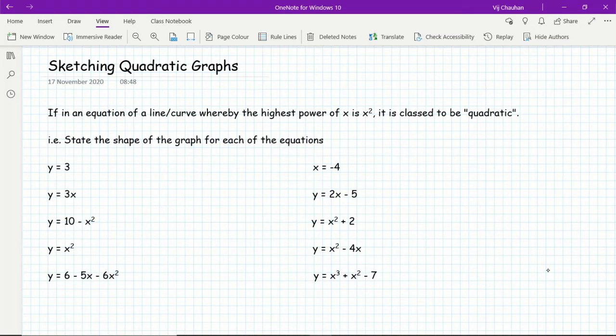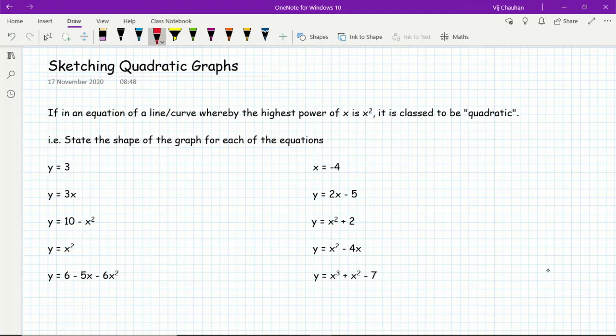So in this first one, y equals 3, we know that when an equation just has y equals a number, that is going to produce a horizontal line. And that's going to go through 3 on the y-axis. Now when we've got an equation that involves a single x and a single y, that's going to be a diagonal line. And as it's got a positive gradient, it's going to be going upwards.